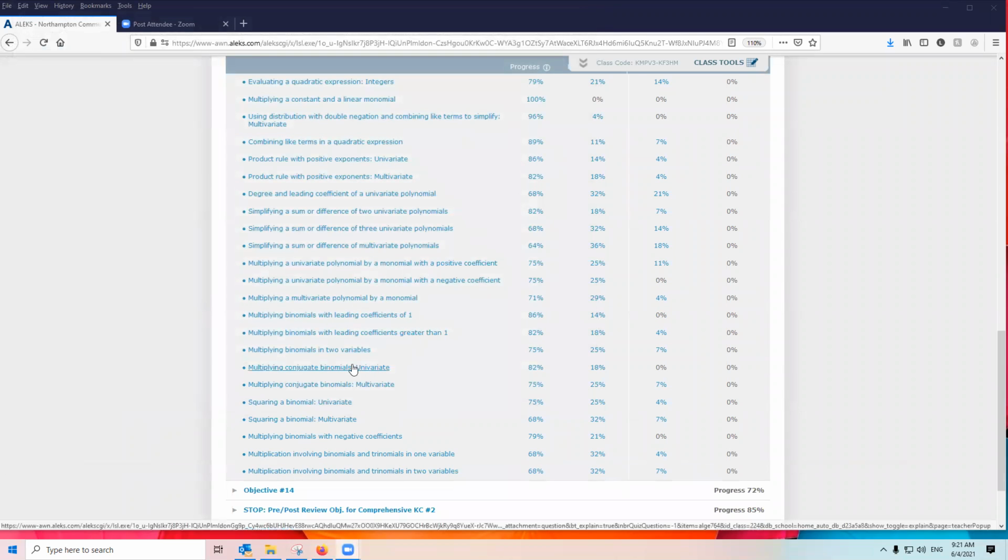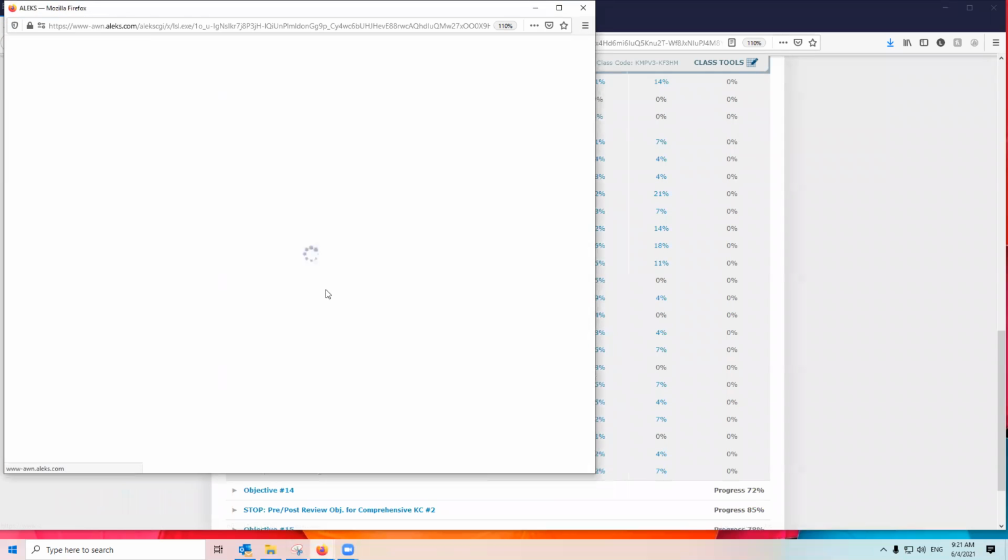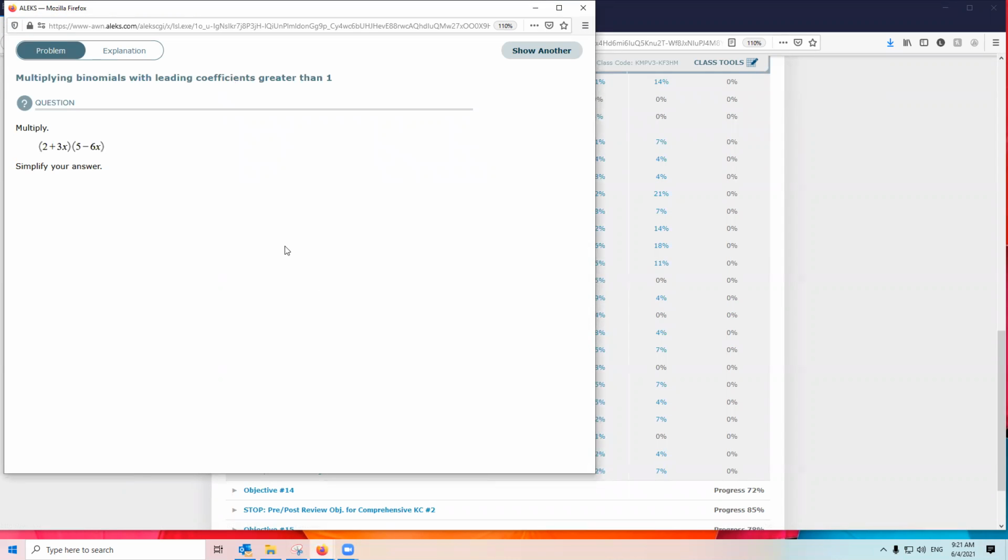How about if we do this? Let's do this example here. All right. Well, this is going to be the same method. Let me write this out. 2 plus 3x times 5 minus 6x.